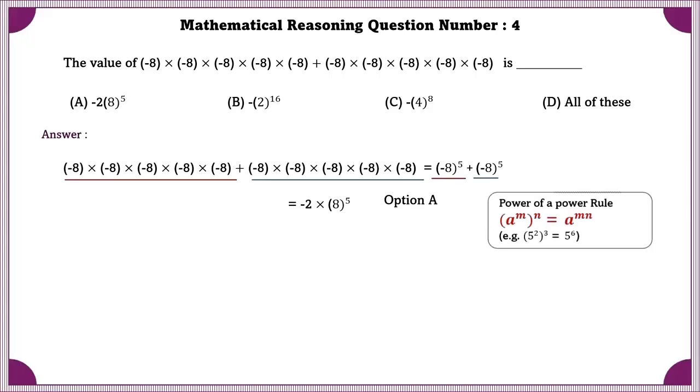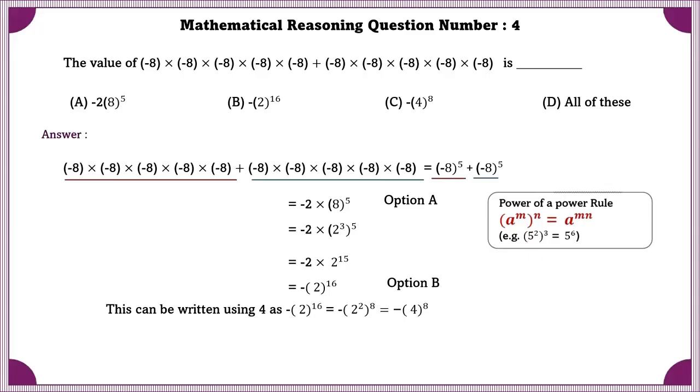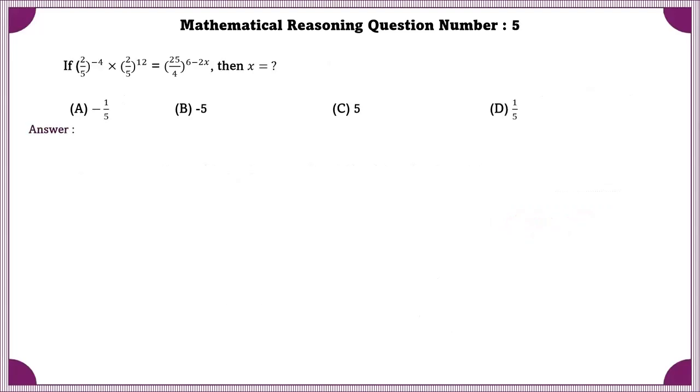Now, according to the power of a power rule, we can try to simplify this and see if it corresponds to option B. Yes, it corresponds to option B, that is minus 2 to the power 16. Now, let us see if this option B corresponds to option C. Since in option C there is a 4, we can write this using 4 as minus 2 to the power 2 the whole to the power 8, which is equal to minus 4 to the power 8. As we can see here, option C is also there. So, the correct answer is all of these.